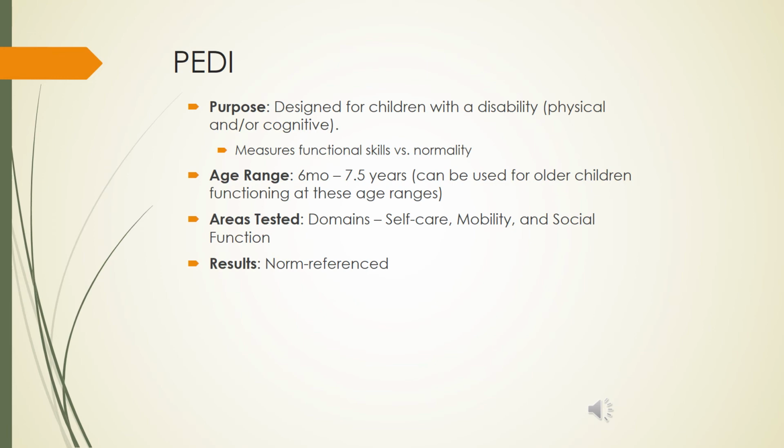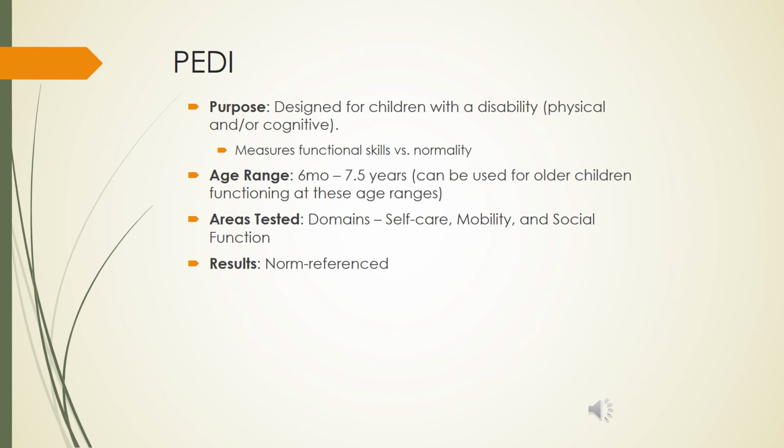The PEDI, or Pediatric Evaluation of Disability Inventory, is a specific test that is for children that already have a known disability, whether it be physical or cognitive. The age range for this test is 6 months through 7.5 years, but it can be used for kids that are older than that who are functioning at that age range. At that point, you would just use it as a criterion reference test. Otherwise, it can also be a norm reference test comparing kids to their age-matched peers. The areas that it looks at are self-care, mobility, and social function domains.